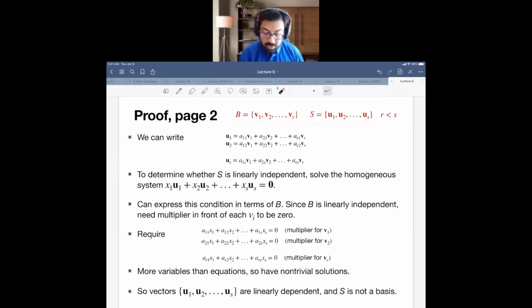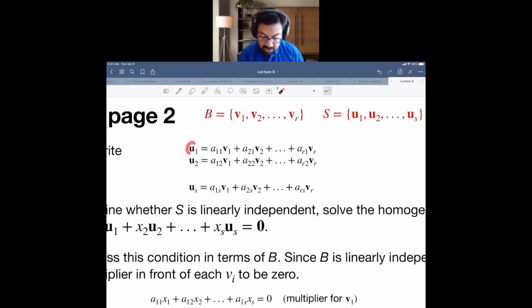Later, we try to express each U as a linear combination of the V's, because span of B has to be the same as span of S. They have to be the same. So what we can write is each vector in S written as a linear combination of all the vectors in B. So U1 represented as a linear combination of the V's, U2 similarly, US similarly, right? So on, all of the way.